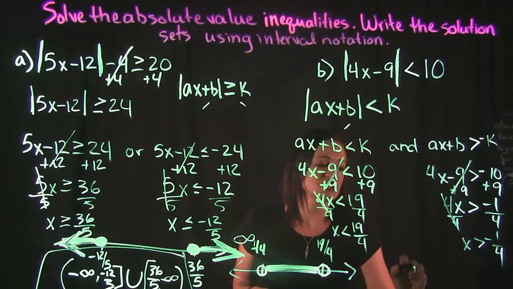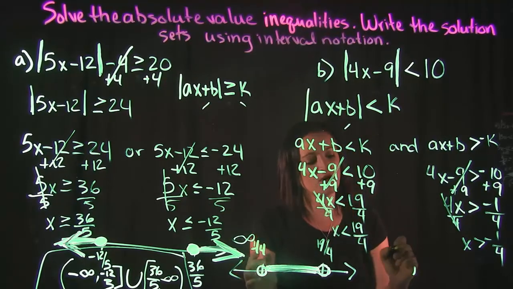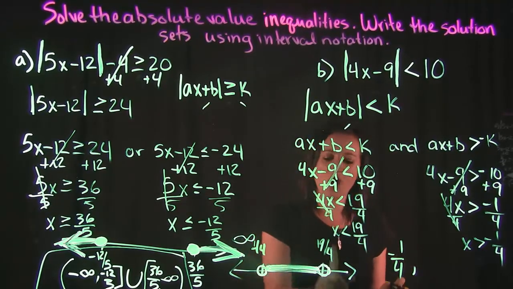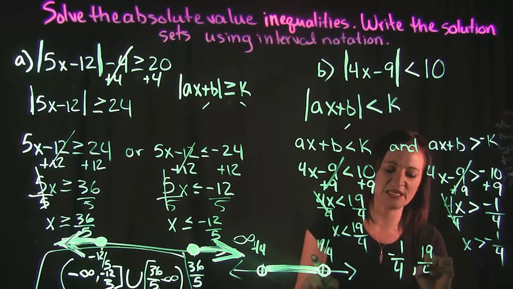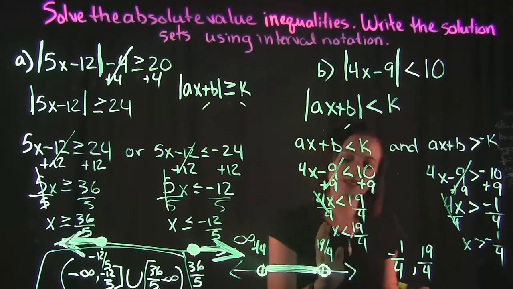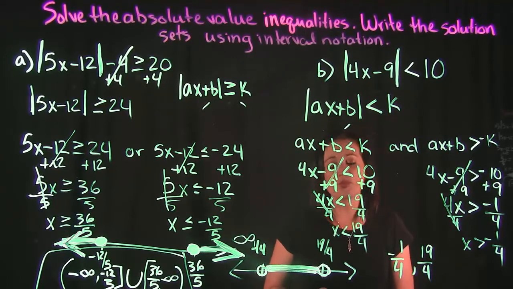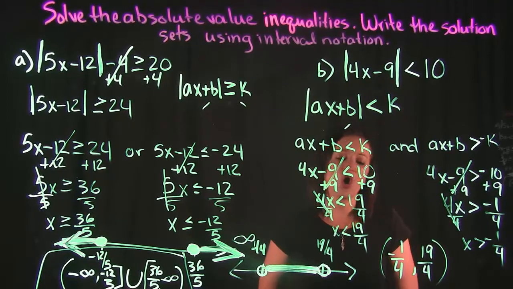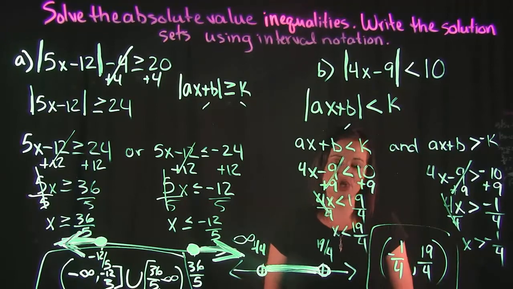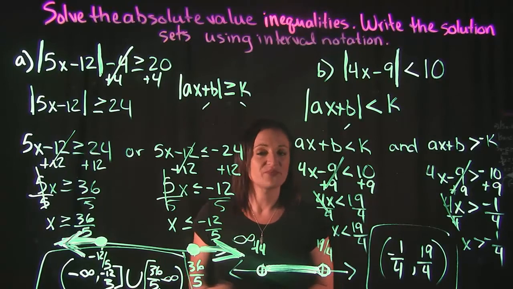So remember, interval notation, leftmost answer, rightmost answer. On the left side over here, that is the negative 1/4. On the right side over here, that is the 19 over 4. That's where it starts and ends, negative 1/4 to 19 fourths. The only thing we need to pay attention to is, do we have parentheses or brackets? Keep in mind that open dots are always parentheses. Open dots are parentheses, solid dots are brackets. So this is what our interval notation looks like, negative 1/4 to 19 fourths. Otherwise, that's it for this problem.